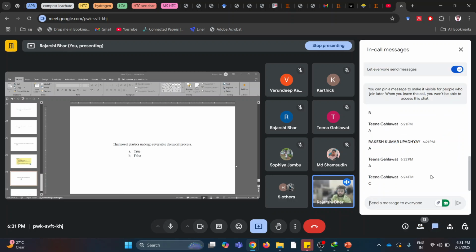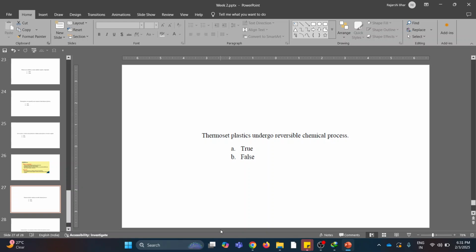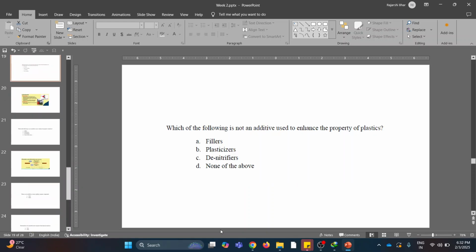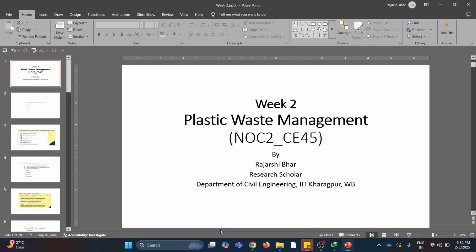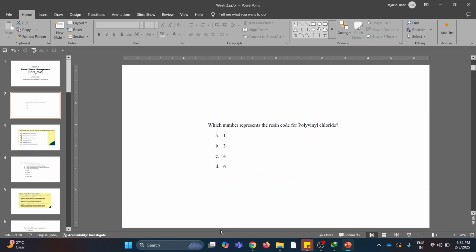So here the correct answer is false, because thermoset plastics, these processes are not reversible, and once done, it can't go back. You can't just again melt it and recast it or mold it. So that is why false is the correct answer. So I will quickly go through all of the questions again, so that those who might have joined late can also have an idea.